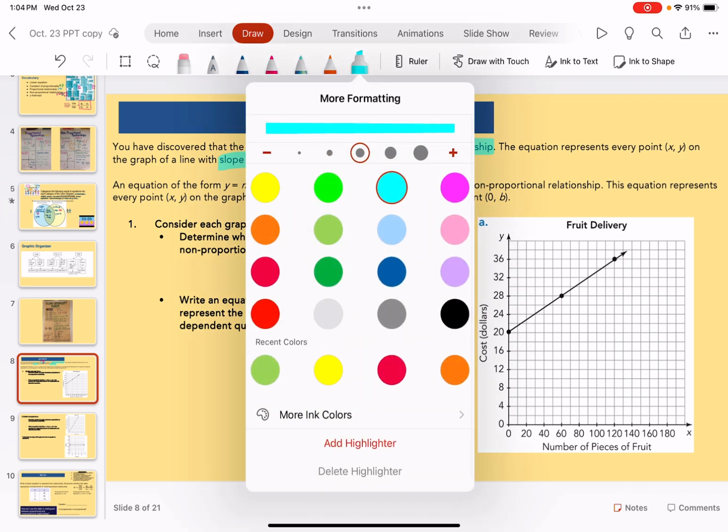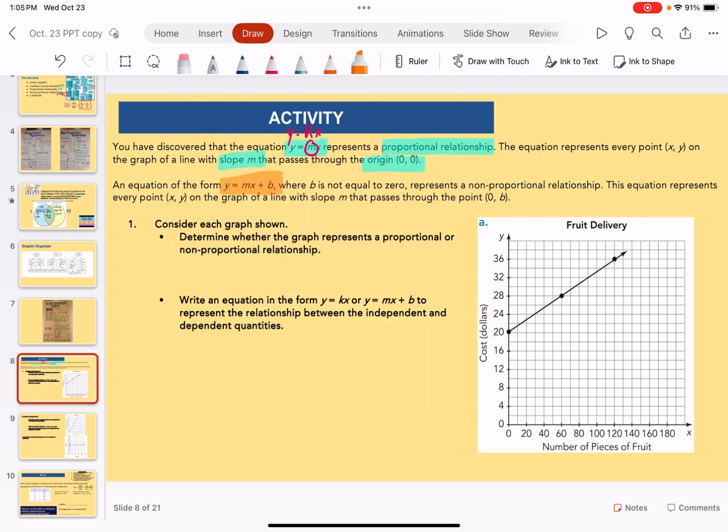Okay, so the second part of that reads, an equation of the form y equals mx plus b, where b is not equal to 0, represents a non-proportional relationship. This equation represents every point x comma y on the graph of a line with slope m that passes through the point 0, b. Okay, so that's, of course, information that we already know and we've talked about for non-proportional relationships. So now for 1 and the first bullet point, it says, consider each graph shown to determine whether the graph represents a proportional or non-proportional relationship.